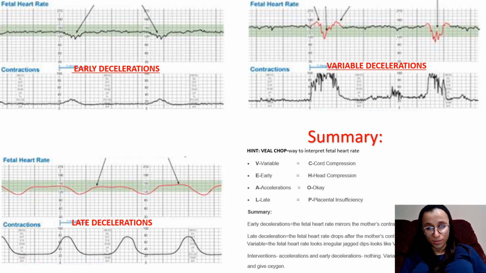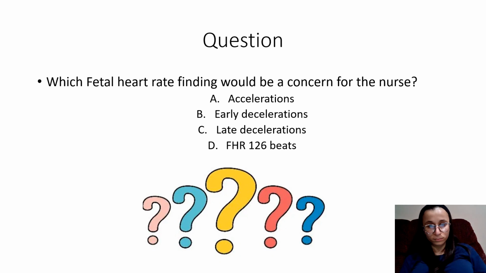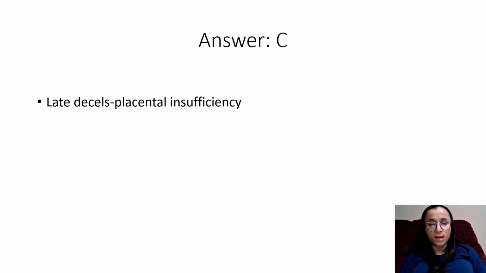So here's just a summary over here, and here is the hint. So here's a question. Which fetal heart rate would be a concern for the nurse? Accelerations, early decelerations, late, or a fetal heart rate of 126? I'll give you some time. C is late decelerations because it means that there's placental insufficiency. The baby needs oxygen.